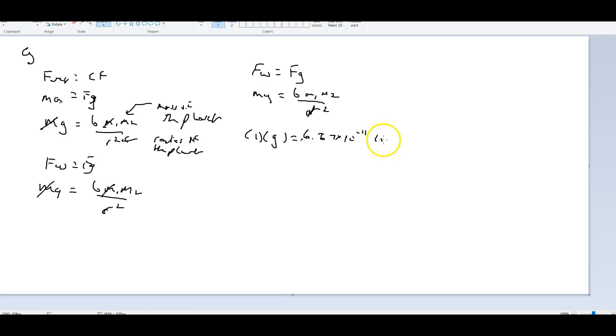The mass of the first object is 1. The mass of the moon is 7.36 times 10 to the 22nd, all divided by 1.